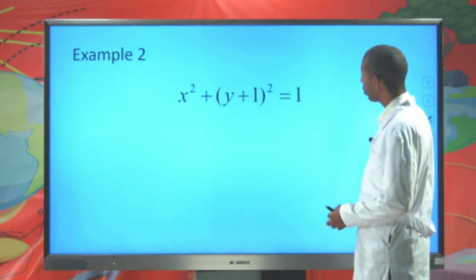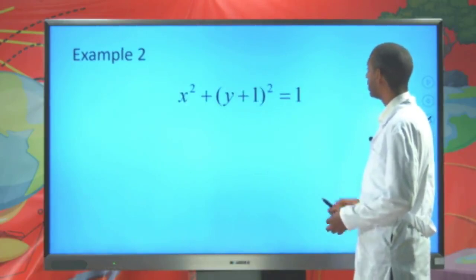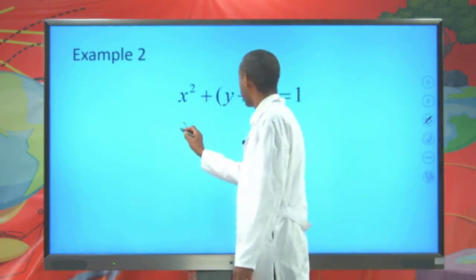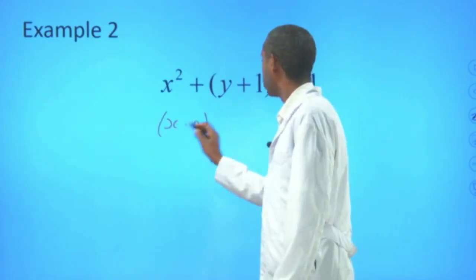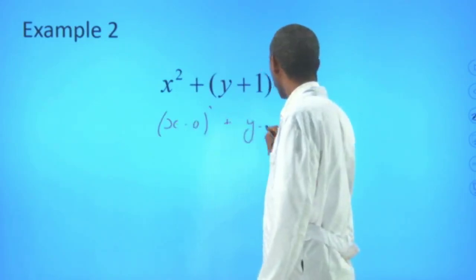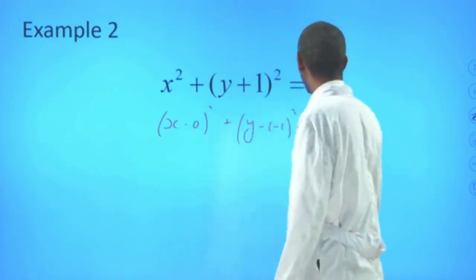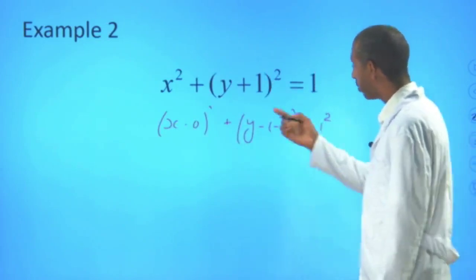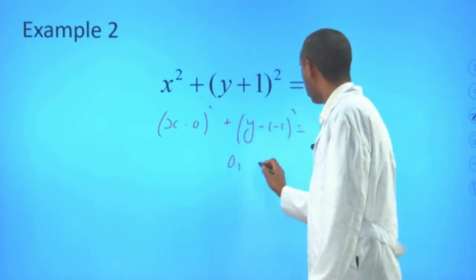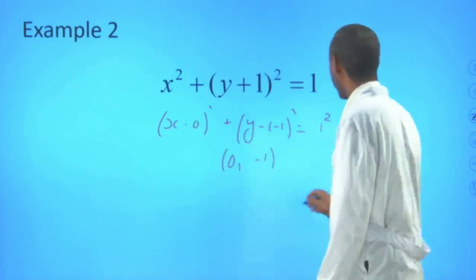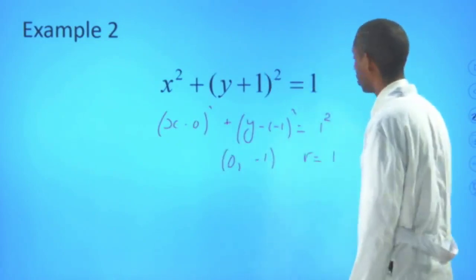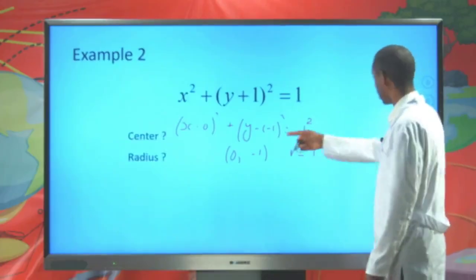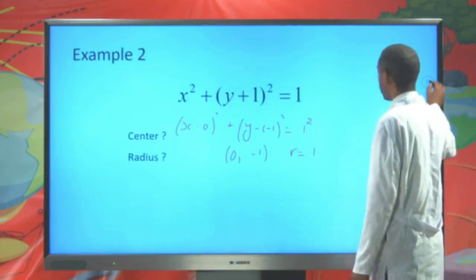So let's see example 2. This is given to us. We are required to find the center and also the radius. So we may rewrite this as (x - 0)² + (y - 1)² = 1². 1 squared is just 1. So the center of the circle would be (0, -1), and the radius would be positive 1.